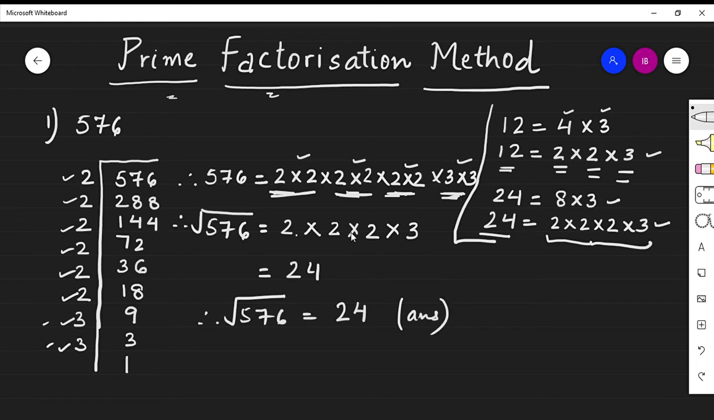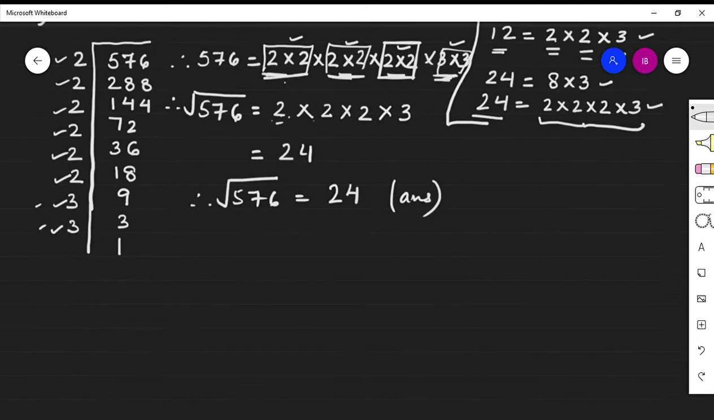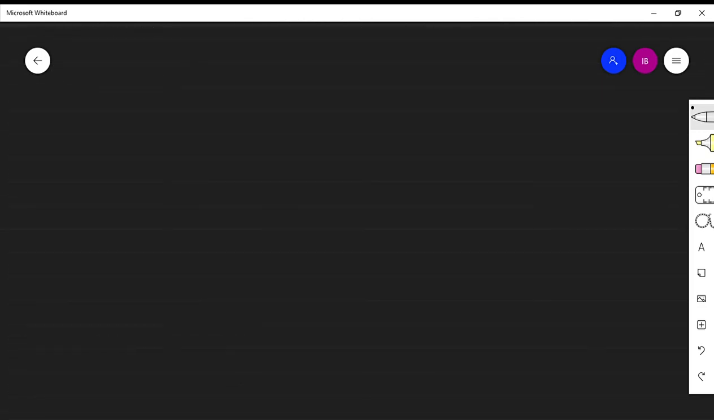Now, one thing must have crossed your mind: why are we making the groups of each prime factor, and then why are we writing it once? For each group, I have written that prime factor only once. So let's make this reasoning clear, that why we write it only once.